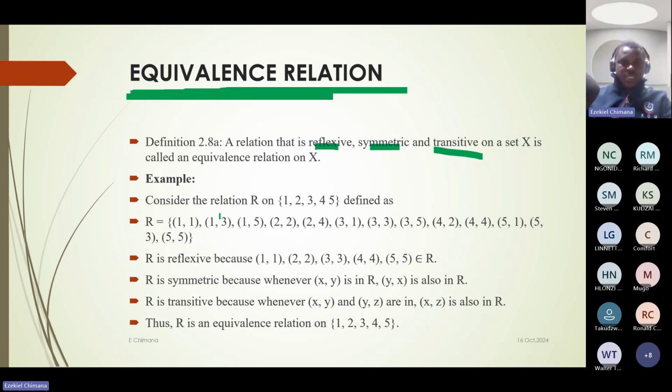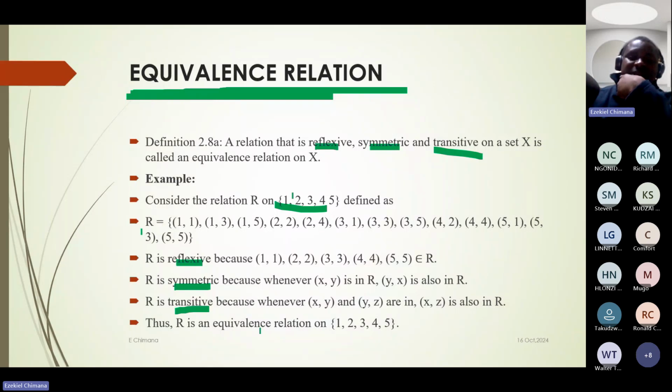So for example, we have this relation R on this set. You need to confirm if it is reflexive, if it is symmetric, and if it is transitive. And then you say that this relation is an equivalence relation on the given set. So first, for reflexivity, we must have 1, 1, 2, 2, 3, 3, 4, 4, and 5, 5. And after that, you check for symmetric.